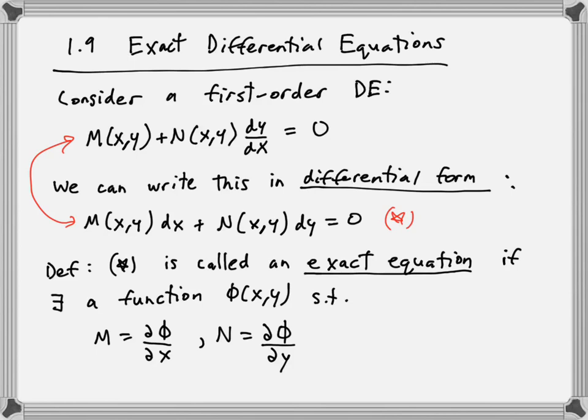It's just called exact if this M and N that you see, these two functions, are both partial derivatives of some two-variable function called phi.